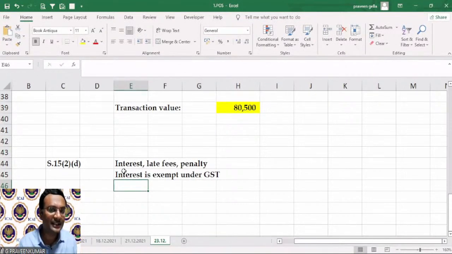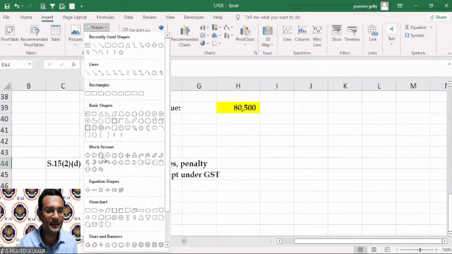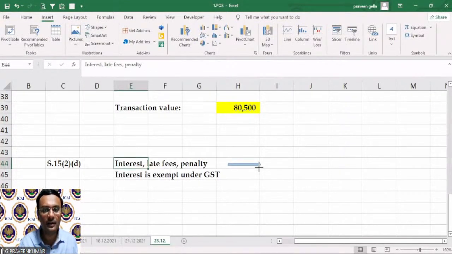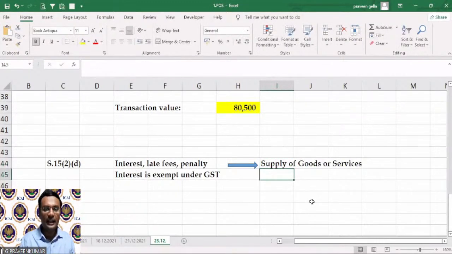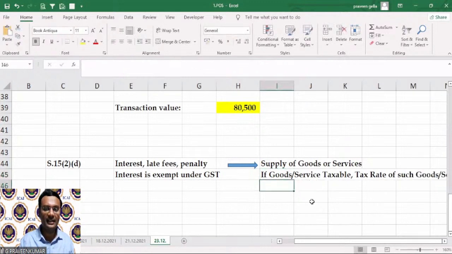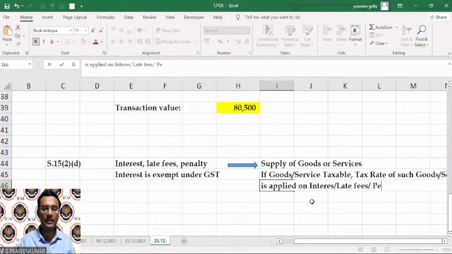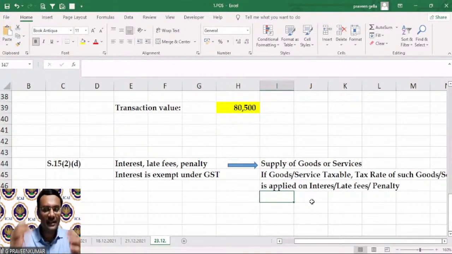Now in this case, these are the elements which are connected with my supply of goods or services. So if the goods or services are taxable, the tax rate of such goods or services is applied on interest or late fee or penalty, whatever name you call it. So whatever money I collect, the same is subject to GST if the goods or services are taxable.